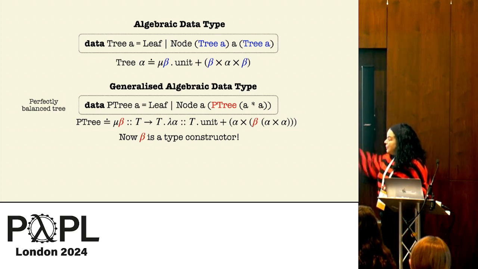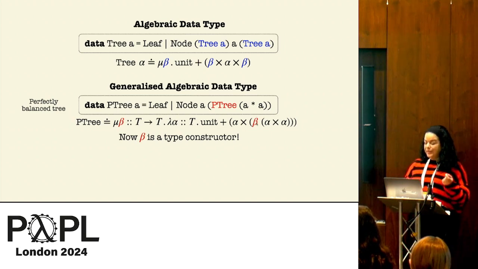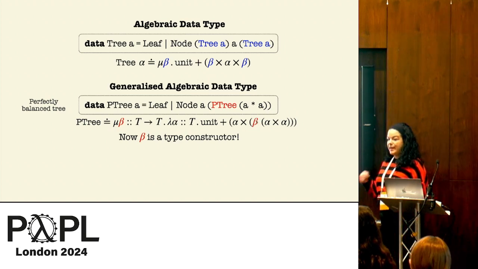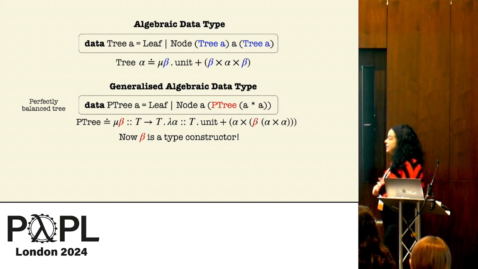So if I want to write this in calculus, I am using my recursive variable beta, but now beta is not a type as it was before. Instead, it is a type constructor. So it is going to construct a type based on what arguments it gets, right? So this is an example of GADTs.